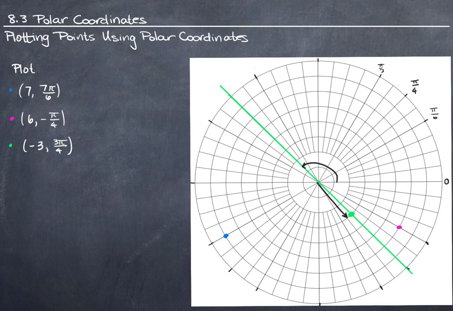All right, now that we know how to plot points using polar coordinates, we're going to look at how to get from rectangular coordinates to polar coordinates and polar coordinates to rectangular coordinates. Your textbook gives this as 2 separate subsections, so I am going to make 2 separate videos, but I think they'll probably be pretty short.